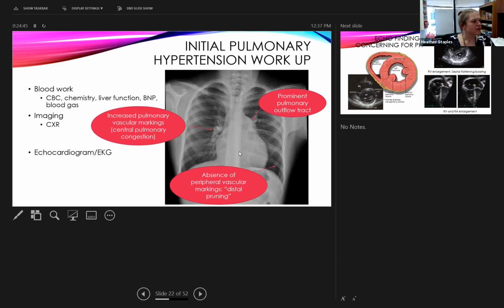So typically you would get baseline labs. A BNP is an important part of that initial workup. Your first line for imaging would be a chest x-ray. The things that you can see on a chest x-ray with pulmonary hypertension are highlighted here. On the right, increased central vascular markings, absence of peripheral vascular markings, which is called distal pruning. You may also see an enlarged pulmonary artery, which will show you that bump there. And if you end up getting a CT scan, it's also useful to compare the size of the pulmonary artery to the aorta on the CT.